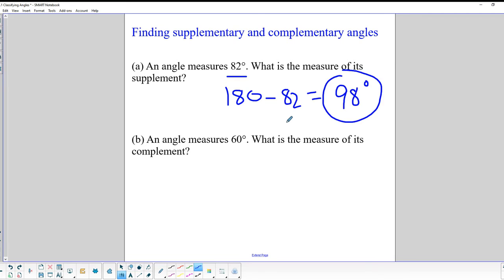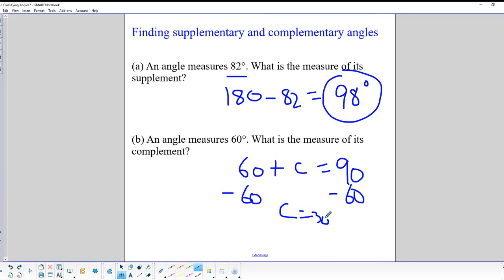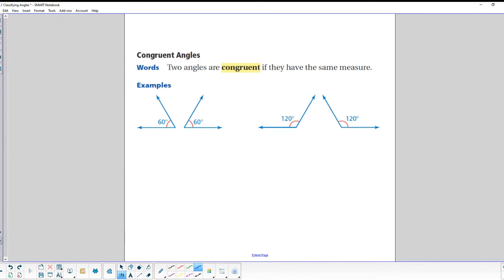Okay, an angle measures 60 degrees. What is the measure of its complement? Well, so if you got a measure of 60, if you add it to its complement, the two of them would add up to 90 degrees. So to find its complement, you just subtract 60 from both sides, and you end up with C equals 30 degrees. All right, keep it going here.